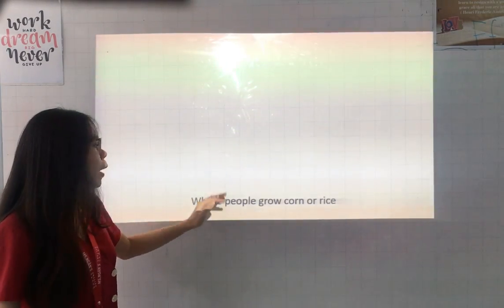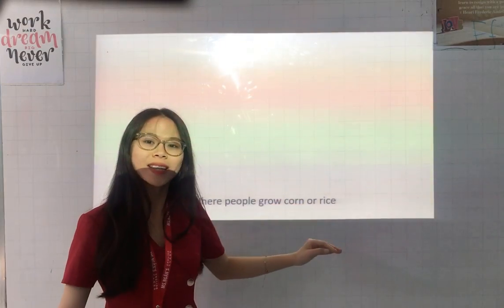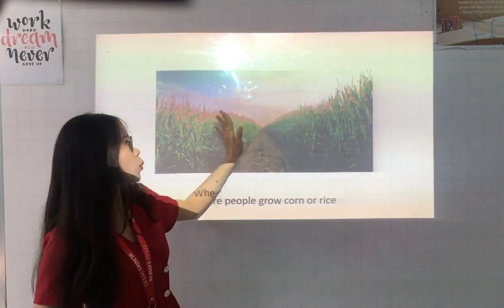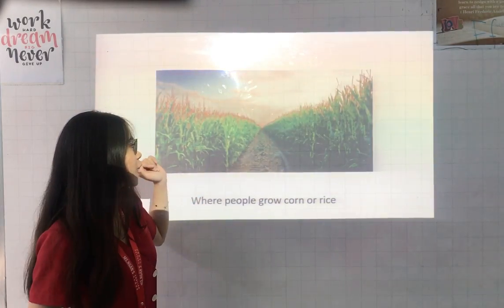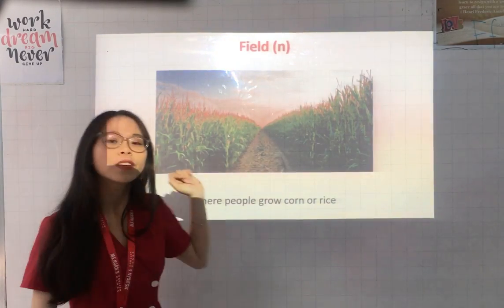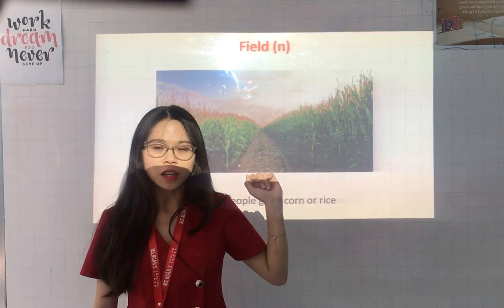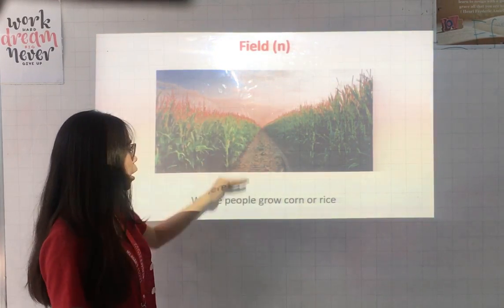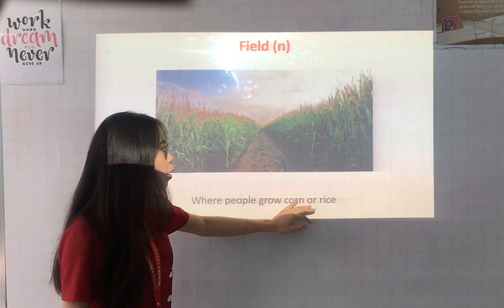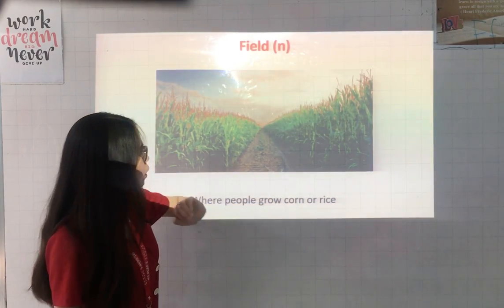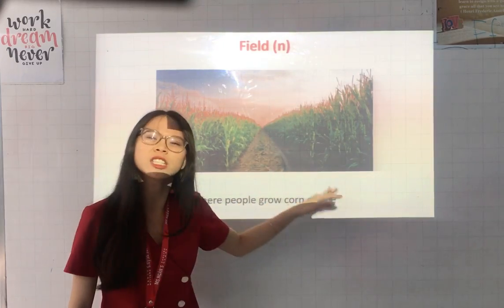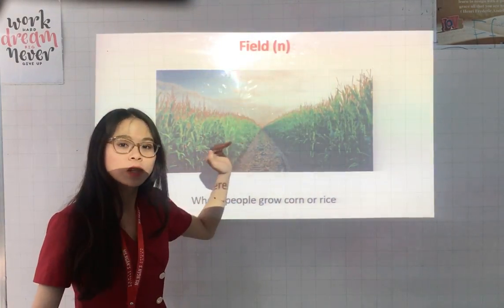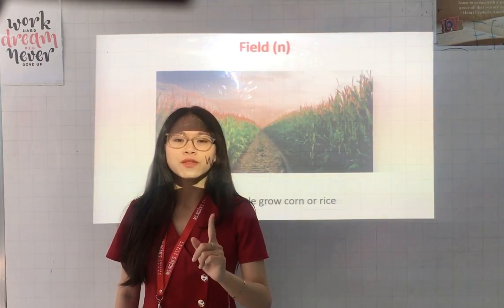Next one, where people grow corn or rice. Let's take a look at the picture. Here, so these are rice. Okay, so we say field. Field is where people grow corn or rice. I think these are corns. Yeah, corn trees. We say field.